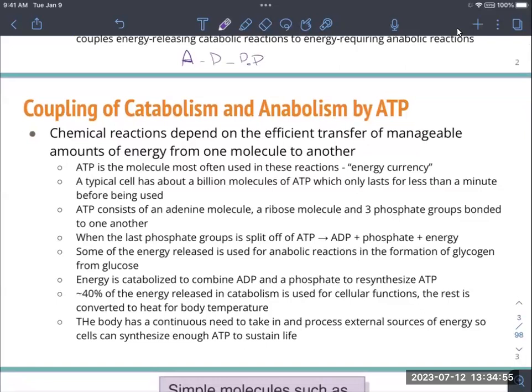So these different reactions that we do throughout our entire body actually depend on the amounts of energy and passing this energy from one molecule to another. ATP is always thought of as that energy currency in our body. We use this ATP for everything that occurs within our body. We talked about it with muscle contractions in the skeletal system. We've mentioned it in several other areas. Now we're going to talk about it again. So cells usually have about 1 billion molecules of ATP. Those billion molecules of ATP only last for less than a minute.